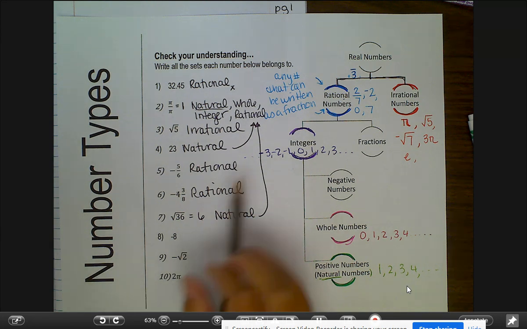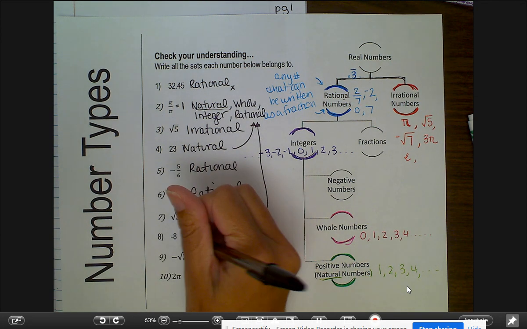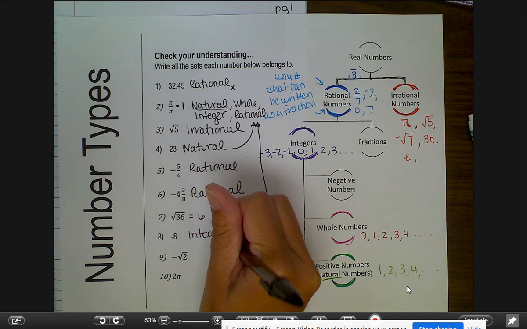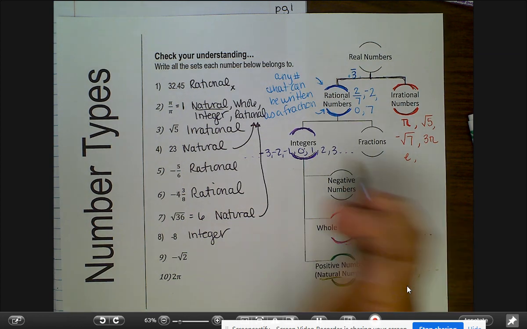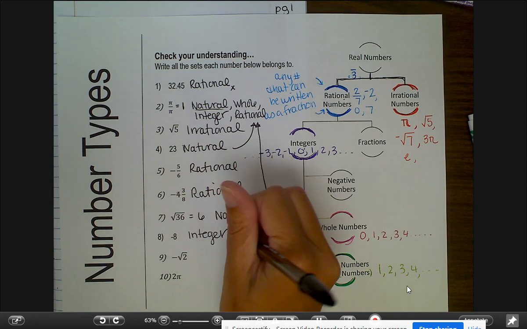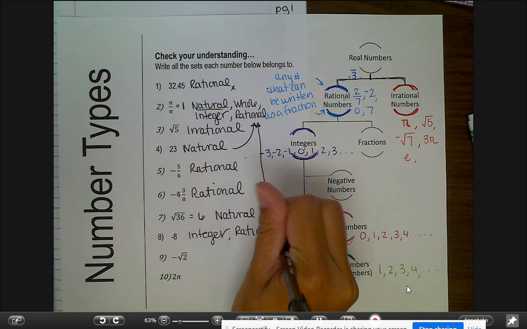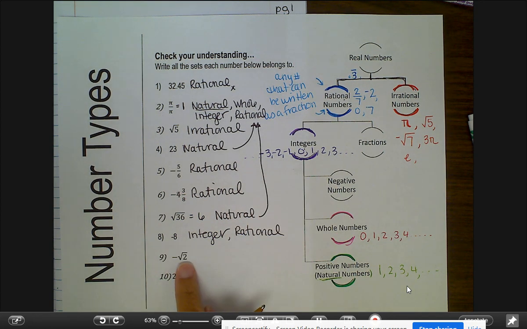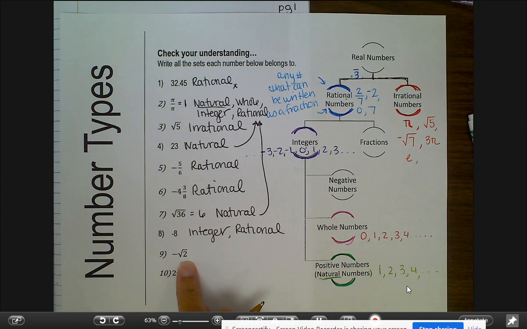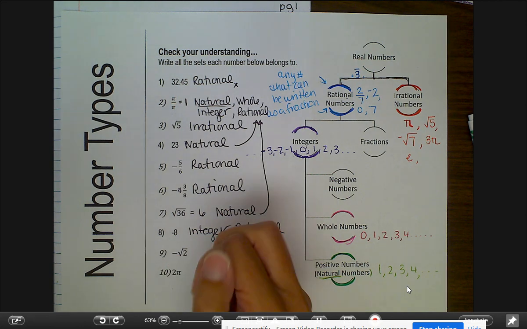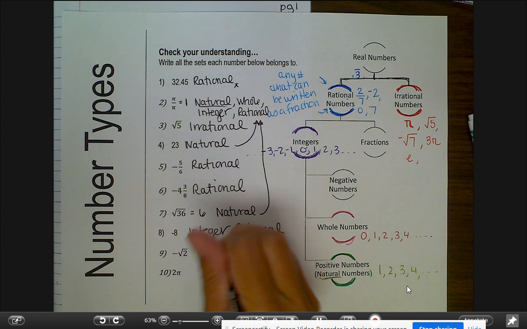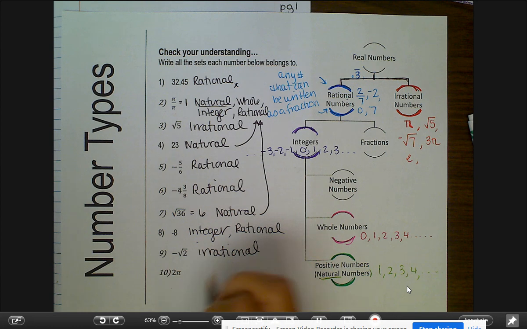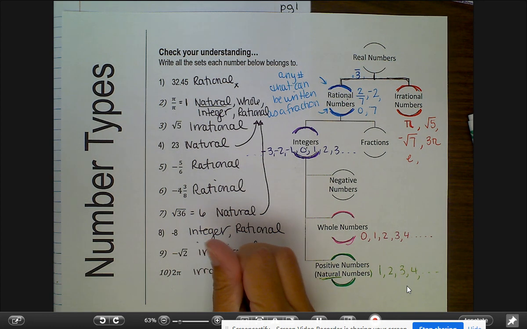-8, let's see, that is an integer. I can't do any better than that because it's not whole or natural, and negative numbers don't have their own name. But since it is an integer, it is also rational and real. The negative square root of 2. So I have to think about, can I take the square root of 2? What number times itself is 2? And there isn't such a number. And even though there's a negative in front of it, irrational numbers are simply irrational, and that's all. And last but not least, anything with pi on it, pi is irrational, so irrational.